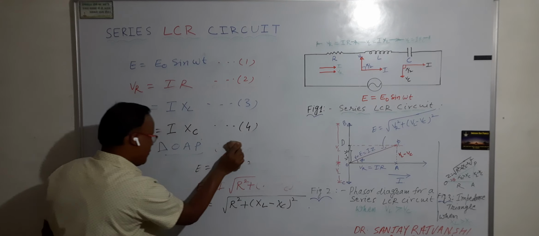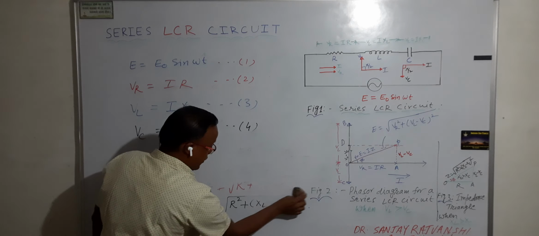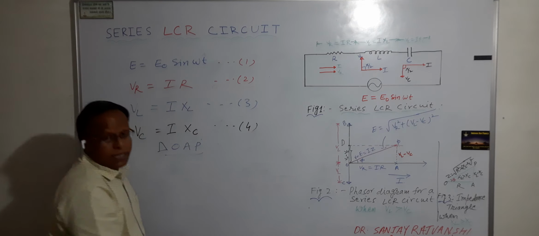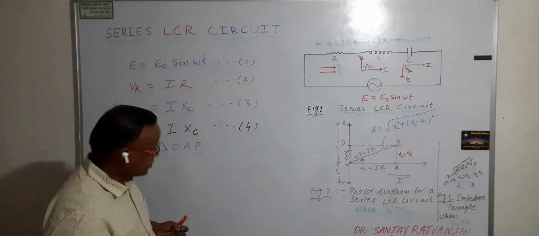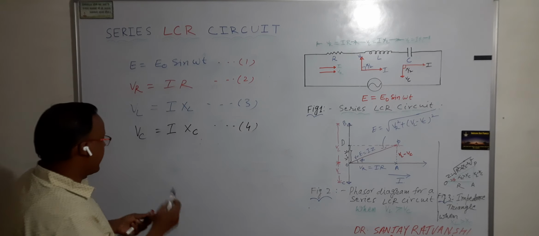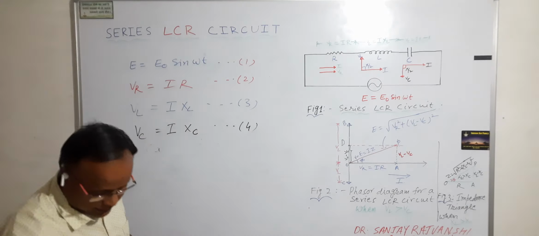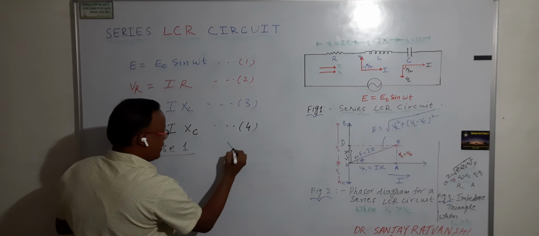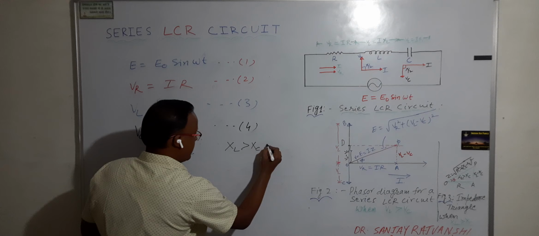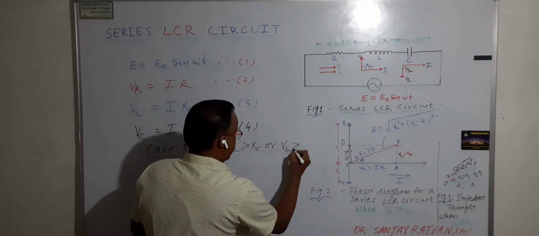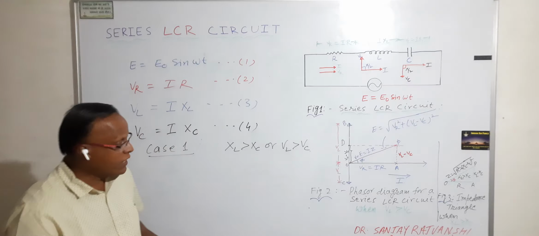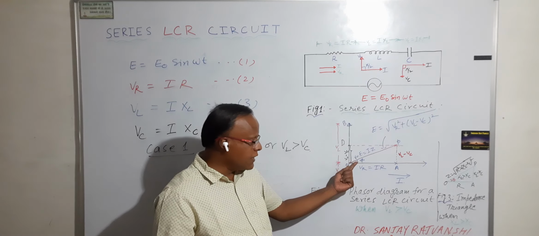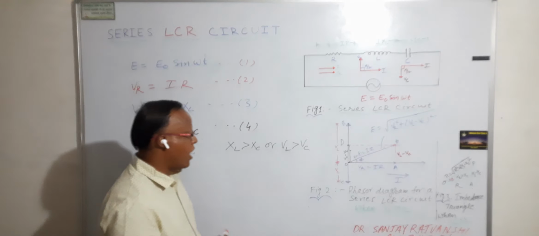With the help of these special cases we find out the expression of I and the phase relationship between E and I in the LCR circuit. Case 1: I will take when XL is greater than XC, or VL is greater than VC. So when XL is greater than XC or VL is greater than VC, then the current lags behind by phase phi.